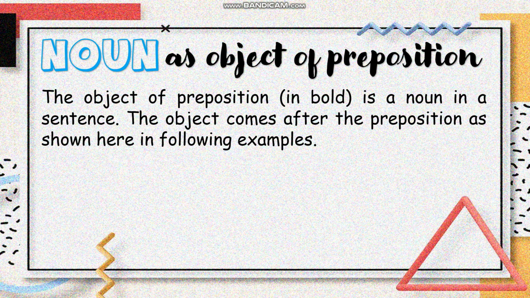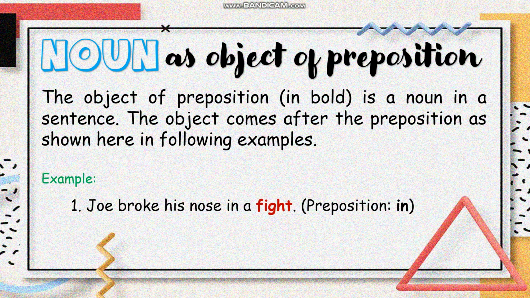Next, we have noun as object of preposition. The object of preposition is a noun in a sentence. The object comes after the preposition as shown in the following examples. We have: Joe broke his nose in a fight. We have the preposition in. Then the following noun will serve as the object of preposition. It means in will be the preposition referring to the object fight, the noun fight. That's why it will be the object of preposition.